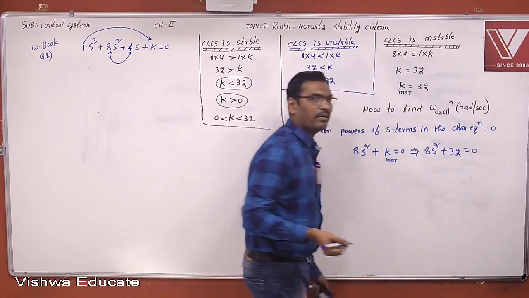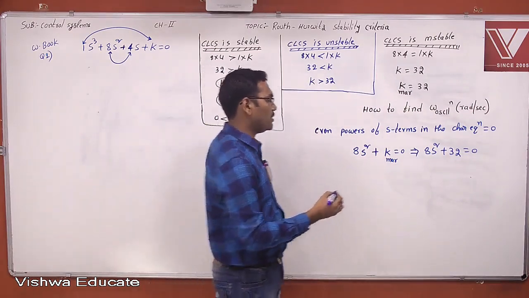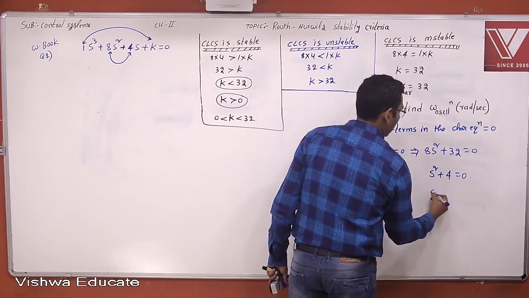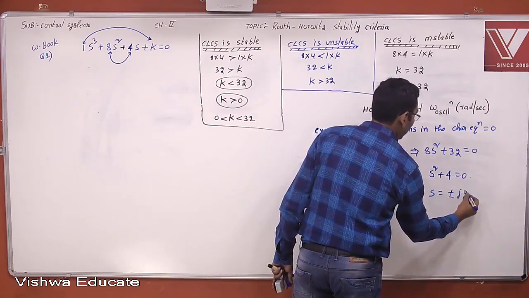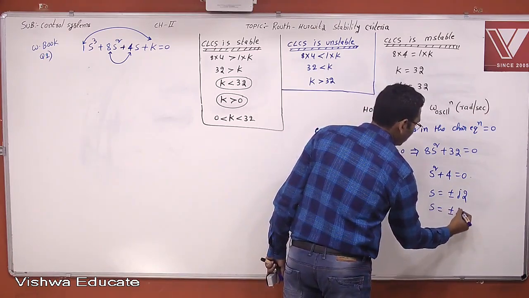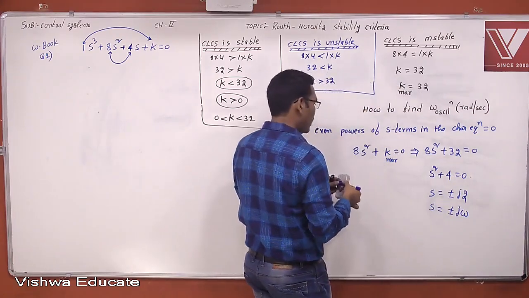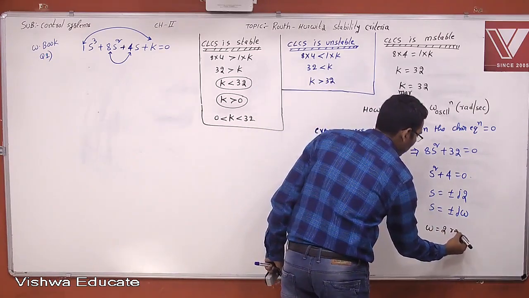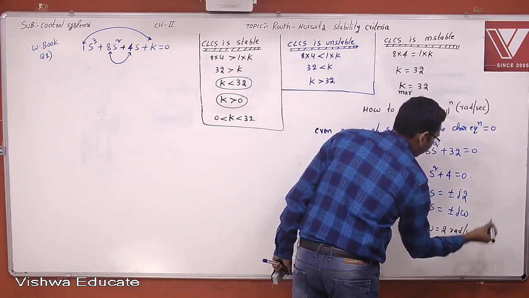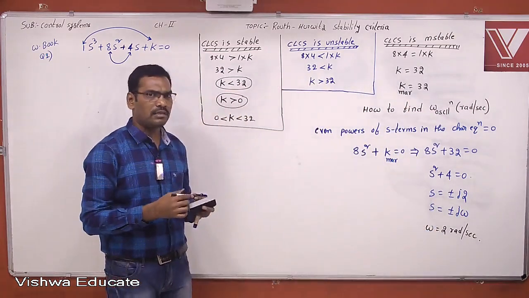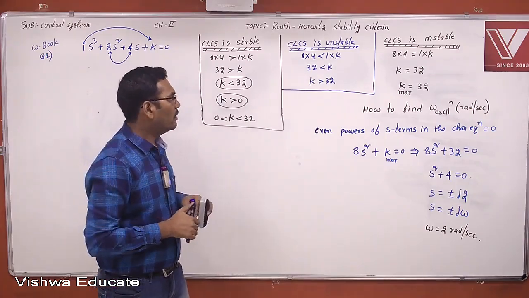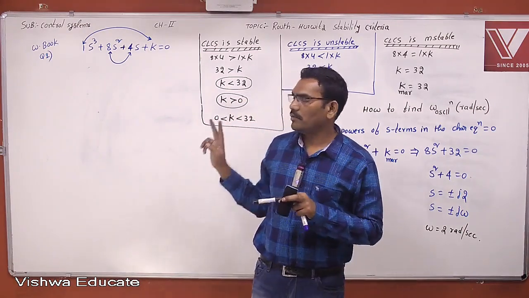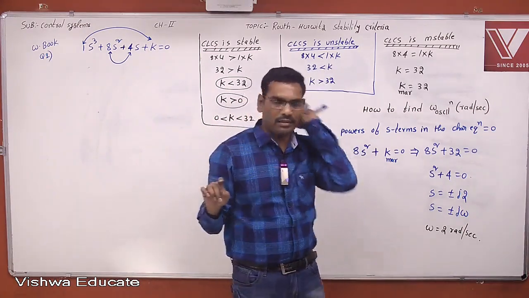The shortcut method is that the even power of S terms is the auxiliary equation itself. Therefore, s square plus 4 equal to 0. S equal to plus or minus j2. Therefore, S equal to plus or minus j omega, and the frequency of oscillation is 2 radians per second. This is the shortcut method. From the next time onwards, if the order is 2 or 3, use this shortcut method.